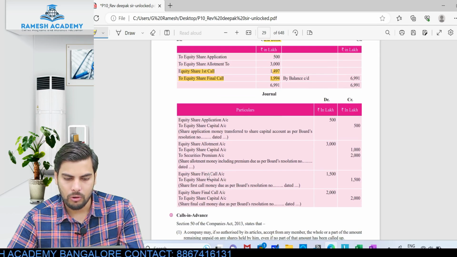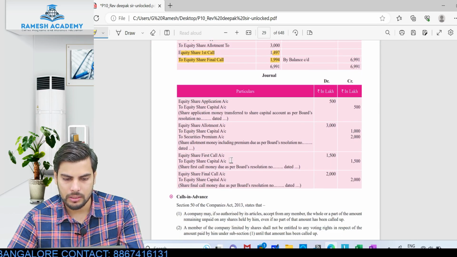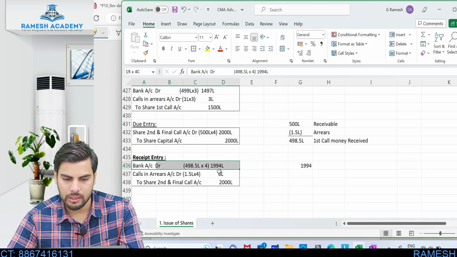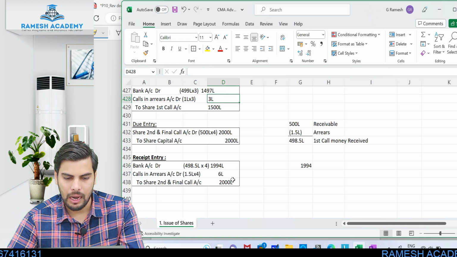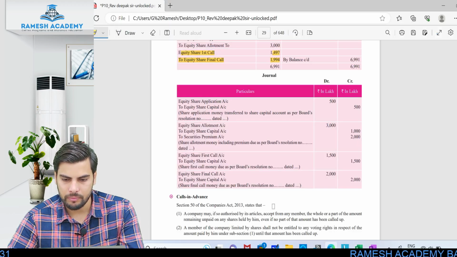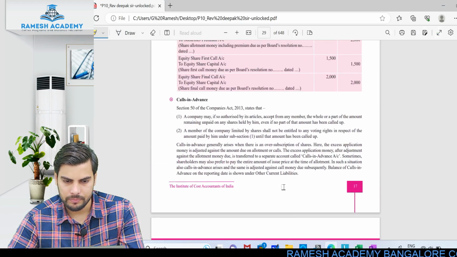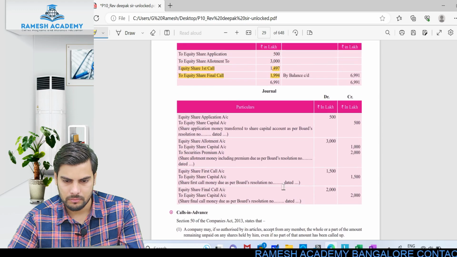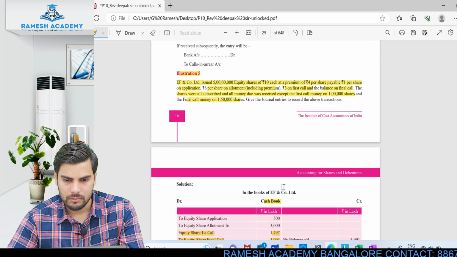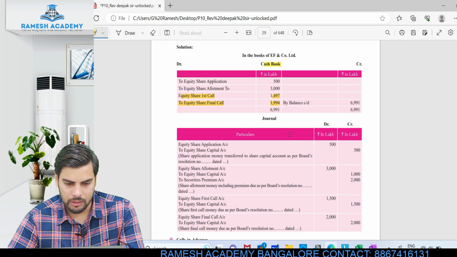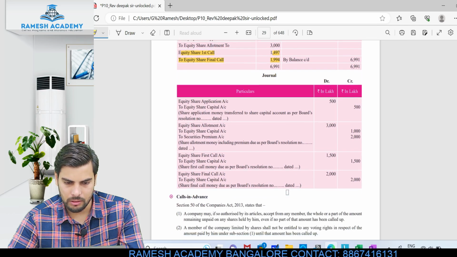And what about calls in arrears? Yes, what about calls in arrears? How much is the calls in arrears? They haven't given effect for this particular calls in arrears. Calls in arrears over here is 3 lakh and over here it is 6 lakh. So they would have shown the entry over here. Just a moment. What have they asked? Give the journal entries to record the above transaction. So they haven't given effect to this calls in arrears over here.